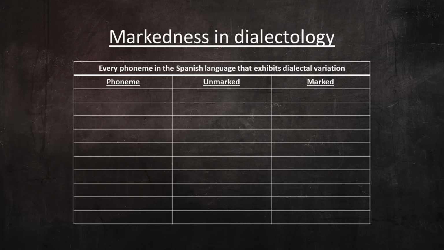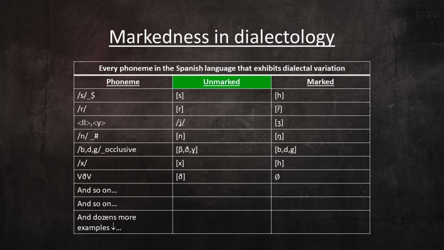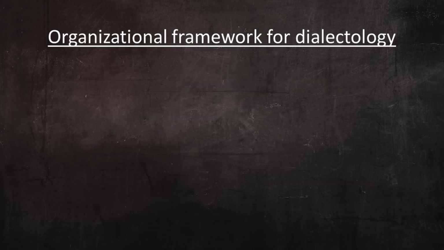Similarly, every phoneme in the Spanish language that exhibits dialectal variation, in other words, a sound whose patterns of pronunciation differ from one dialect to another, can be analyzed using the theory of markedness, and unmarked and marked dialectal variations can be identified. Alright, so why would anyone care to do that? Of what benefit would it be to categorize all the unmarked and marked dialectal forms of a language? Well, for one, it can be used as an organizational framework for understanding the big picture of dialectology.